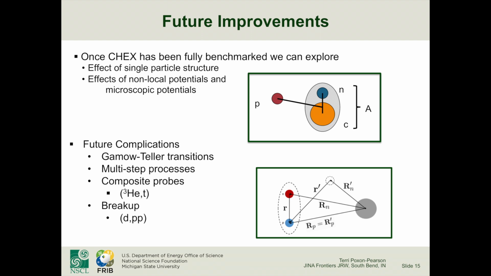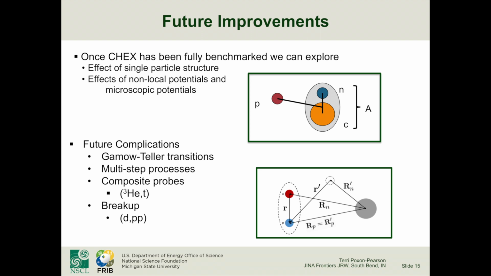So, once CHEX is fully benchmarked, we can actually begin to explore new physics. So the first thing we want to look at is the effect of what I'm calling the single particle structure. So instead of this being one blob, we have this valence nucleon. How does that additional degree of freedom affect our results? Does it give us a better or a different description? We also want to look at the effect of non-local potentials, which we did in my group for a different kind of reaction, and it had quite a large effect.